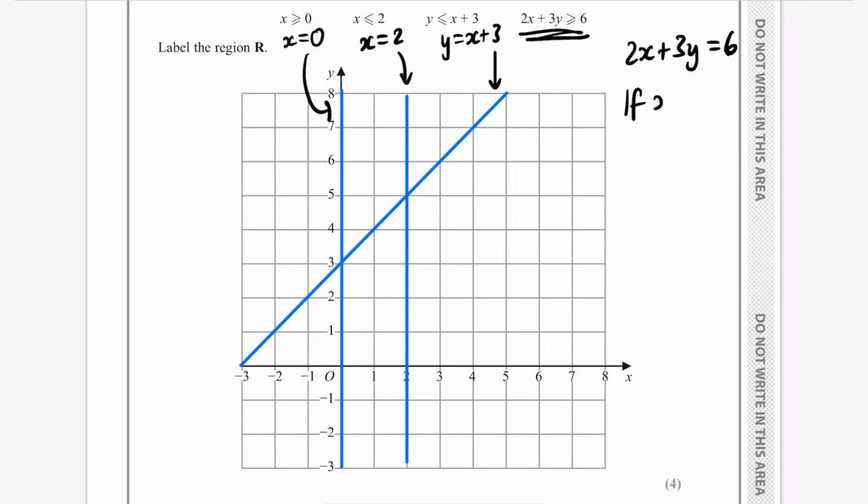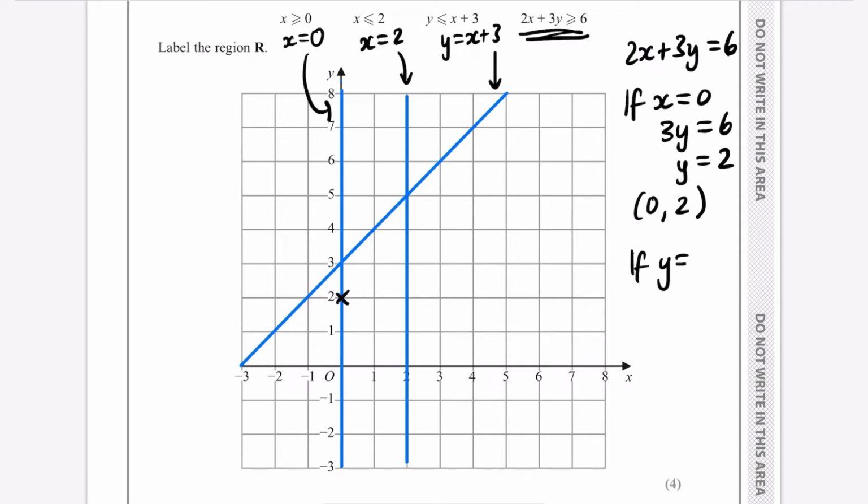So if x is equal to 0, we would get that 3y is equal to 6 because I'm saying this thing here is 0. And if 3y is equal to 6, then y is equal to 6 divided by 3, which is 2. So we have a coordinate which is 0, 2, and I'm going to plot that. 0, 2 is over here.